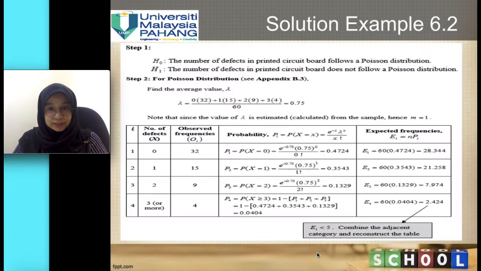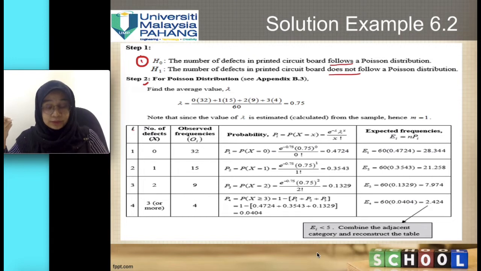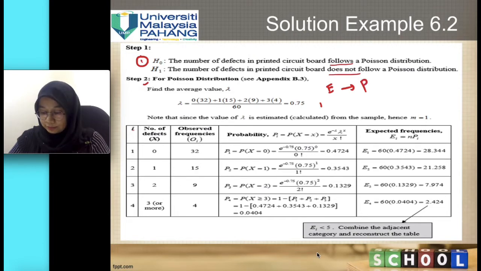Okay, so what is your hypothesis? H null, H1. H null, the number of defects follows a Poisson distribution. H1, the number of defects does not follow a Poisson distribution. So that is your H null and H1, step number 1. Step number 2, you want to find the chi-square test. In order to find the chi-square test, you need the E. In order to find the E, you need the P, because E is equal to N times P_i. So how to find P for a Poisson distribution? Don't worry, P will be given. For fitting of the distribution, P will be given.